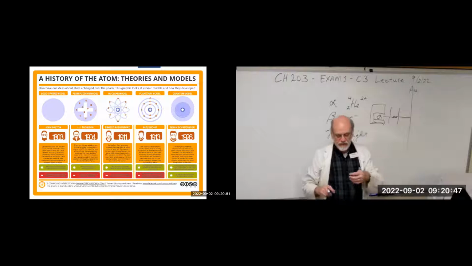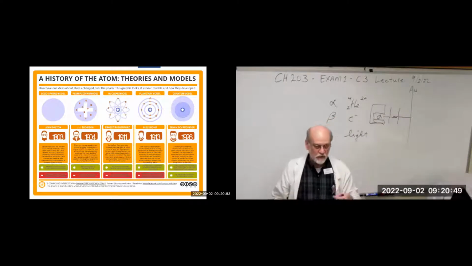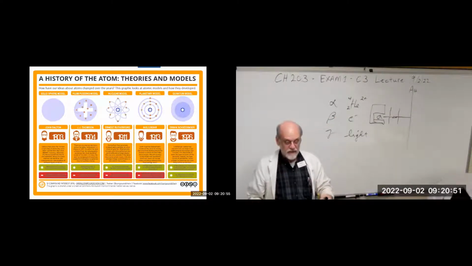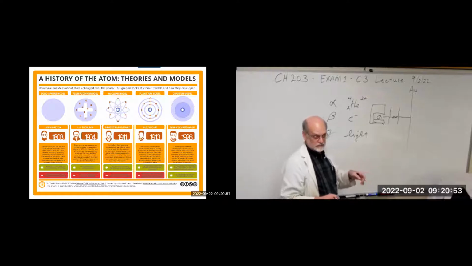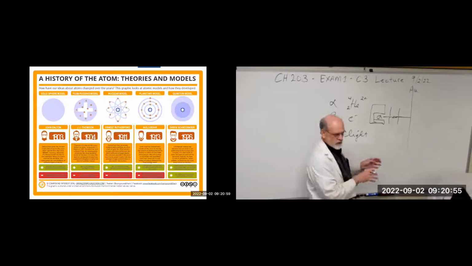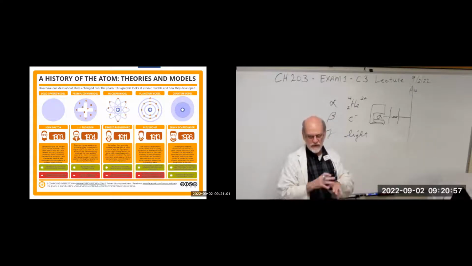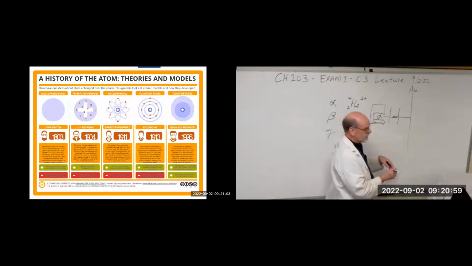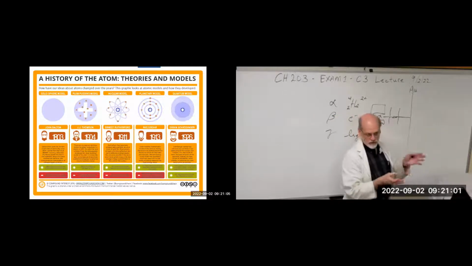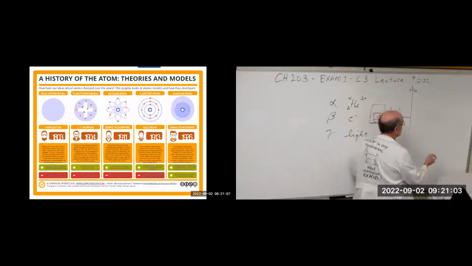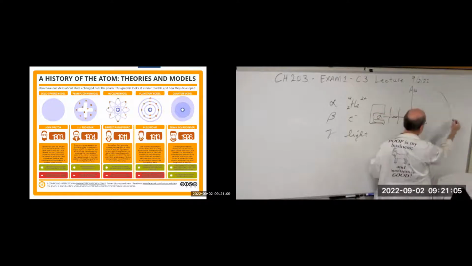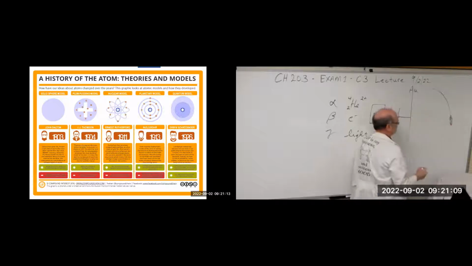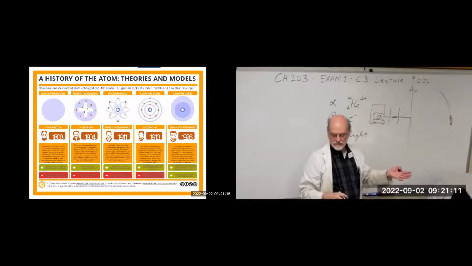If the plum pudding model were correct, then the beam would go straight through, right? Because there was no concentrated mass anywhere. It was all scattered throughout. And if anything, it would diverge a little bit. So the plum pudding model said his detectors out here would basically detect the beam there.